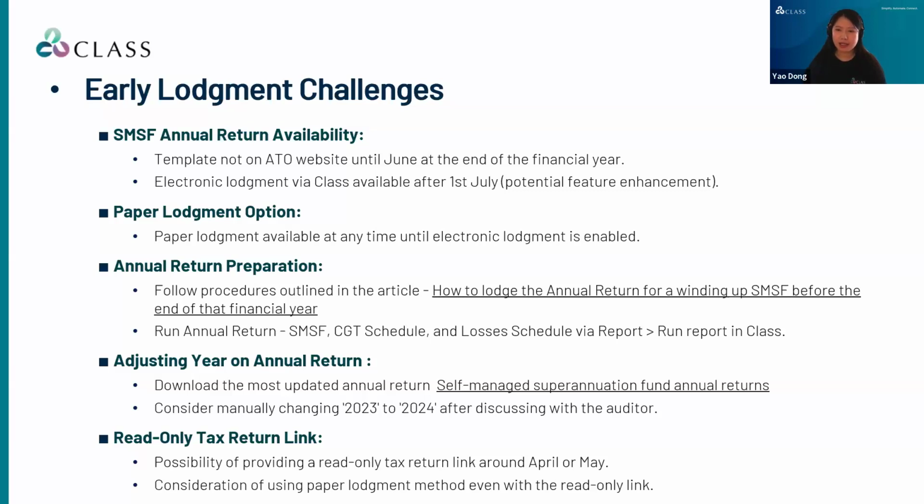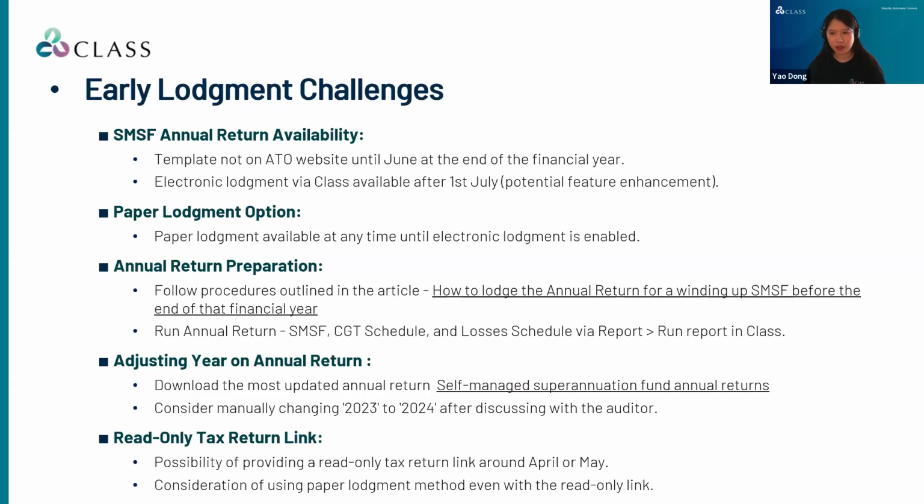Typically, the SMSF annual return template isn't available on the ATO website until June. Currently, electronic lodgement via Class is not available until the 1st of July. However, paper lodgement is available at any time during the year. To guide you through this process, please refer to our knowledge base article on how to lodge the annual return before the end of the financial year.